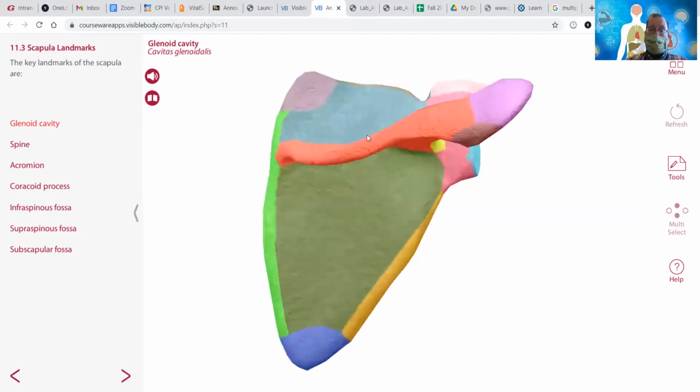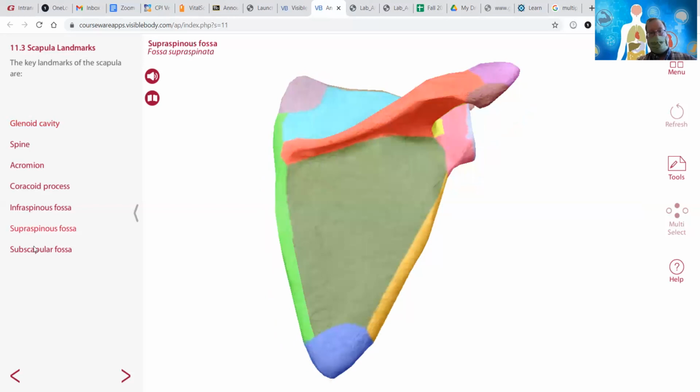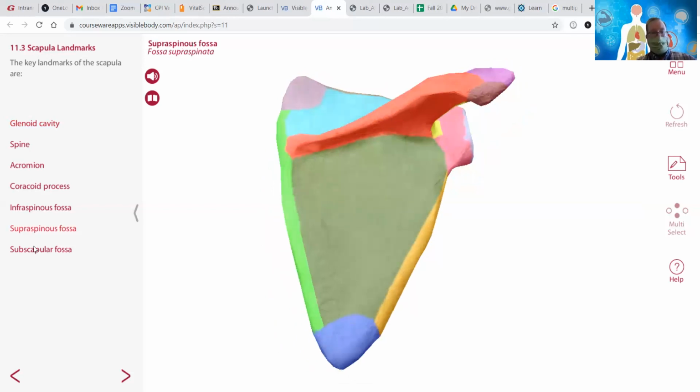All right, so anyway, you've got the spine of the scapula, and then just above the spine, we have the supraspinous area. And then below the spine, we have infraspinous. Remember, supra means superior, so above the spine groove. Infra means inferior, so we call that below the spine groove, or the infraspinous fossa. A fossa is just a shallow kind of groove or depression. And again, it's typically a muscle attachment site.